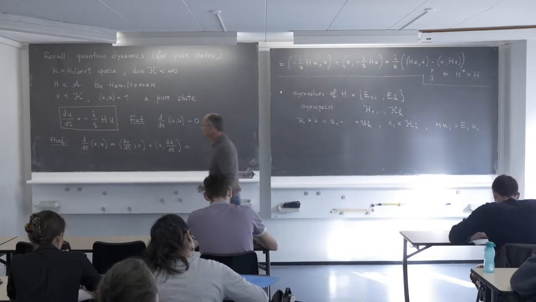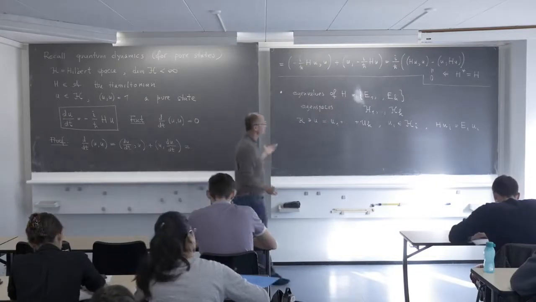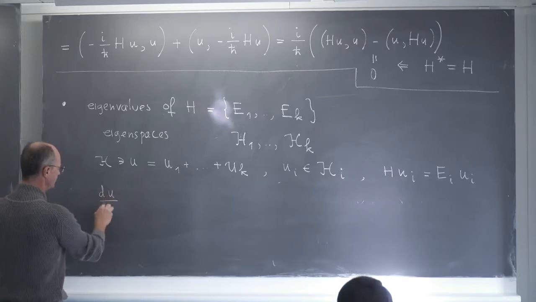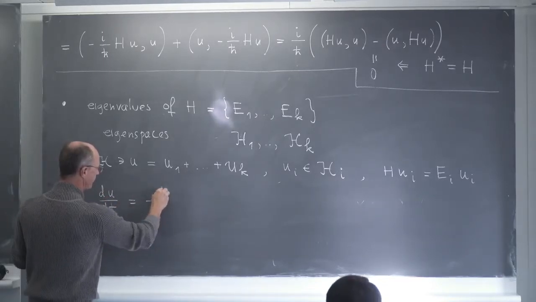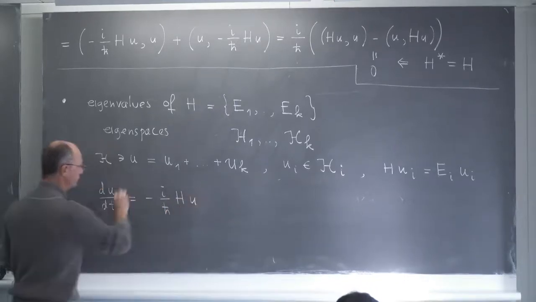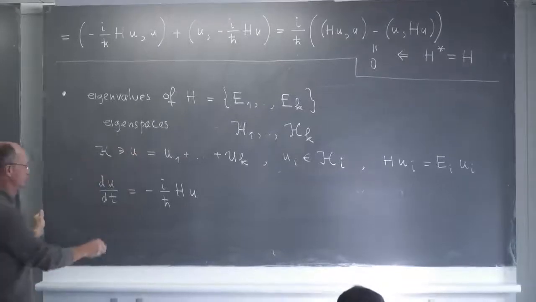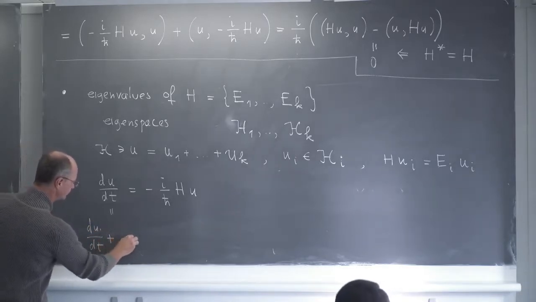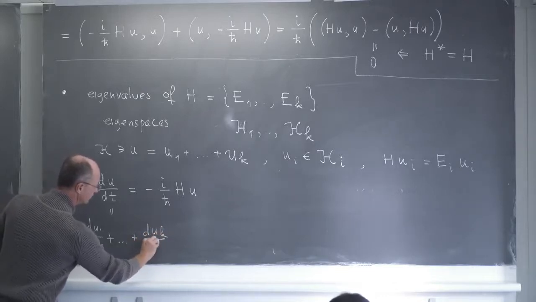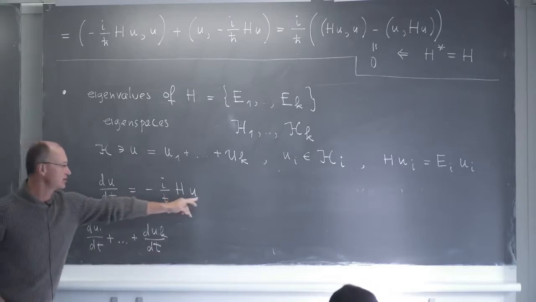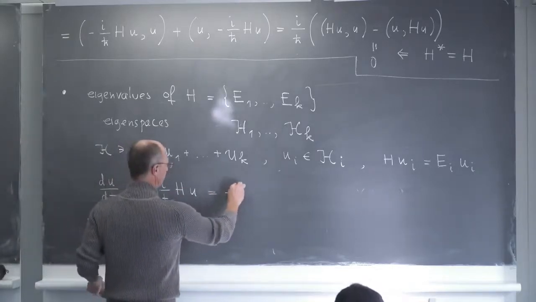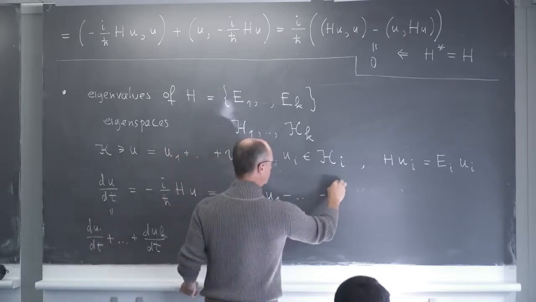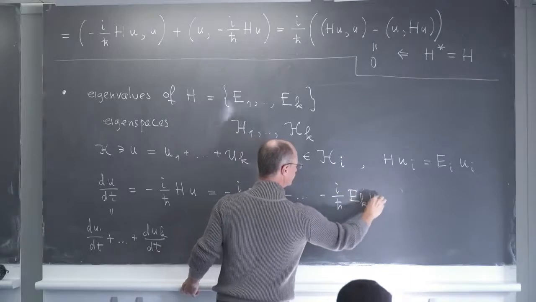Well, now in terms of this decomposition, we can easily solve the Schrödinger equation. So recall that the Schrödinger equation now says that du over dt is minus i over h Hu. Now let's just substitute this decomposition. On the one hand, here it will be du1 over dt plus and so on plus duk over dt. And on the other hand, we can simply act on the sum. So this will be minus i over h E1 u1, and so on, minus i over h Ek uk.